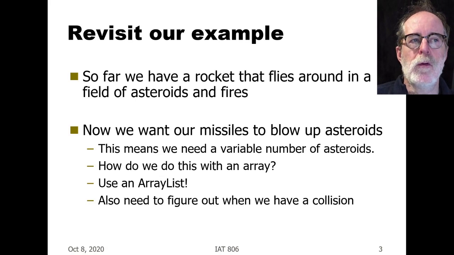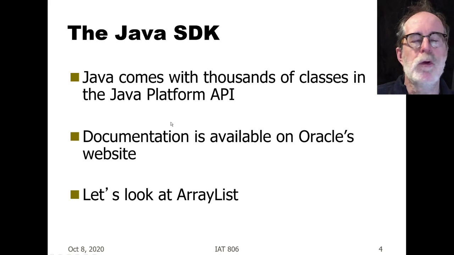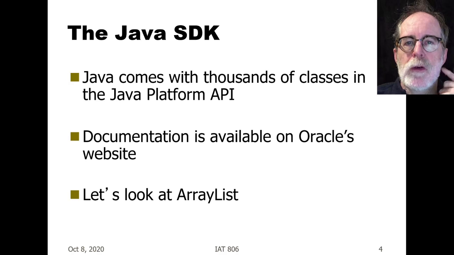So as I said, we have this collection of stuff, and we would like to put it in this ArrayList construct. Where does that ArrayList thing come from? Well, it lives in, or is presented to you by, the Java Software Development Kit. Java comes with thousands of classes in the Java Platform API, or Application Programmers Interface.